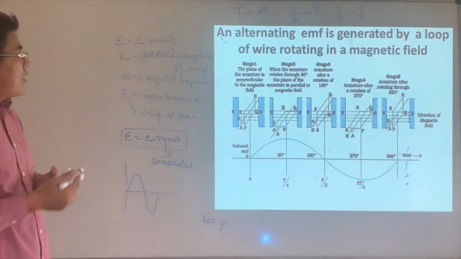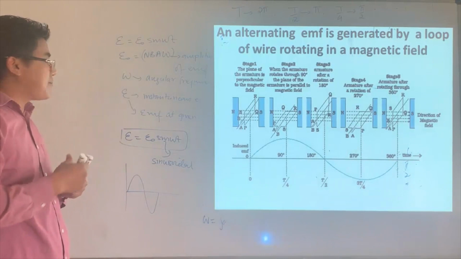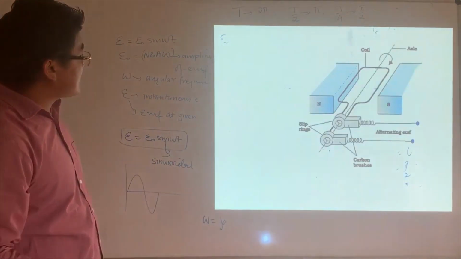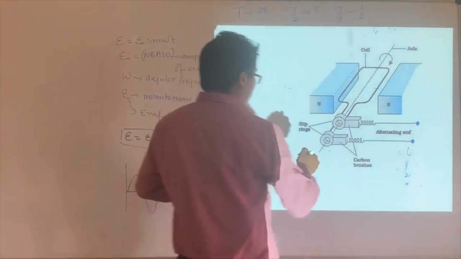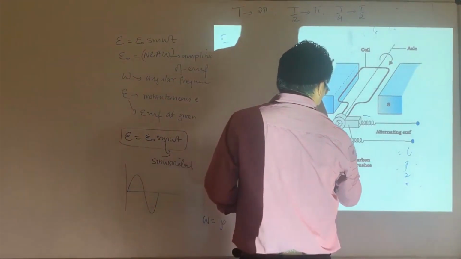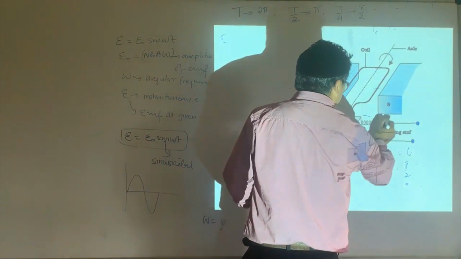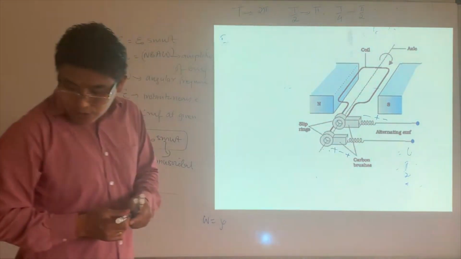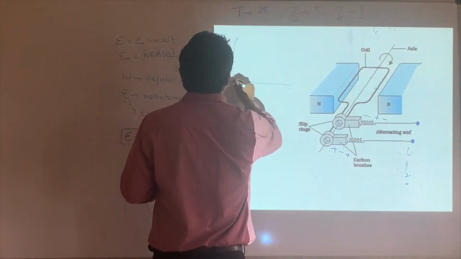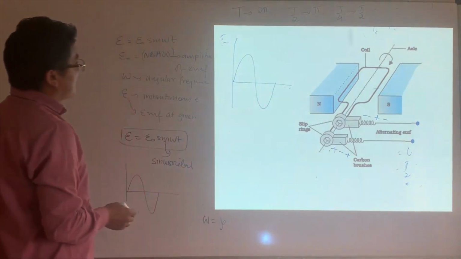So what does alternating mean? It means the voltage is first positive. After half a time period it becomes negative, and after the next half time period it becomes positive again. This goes with the sine function, right? This is what we have.